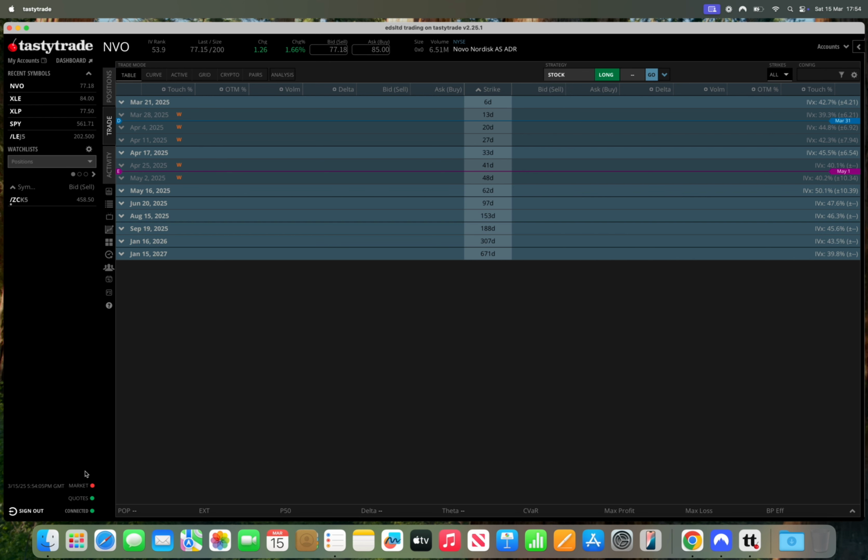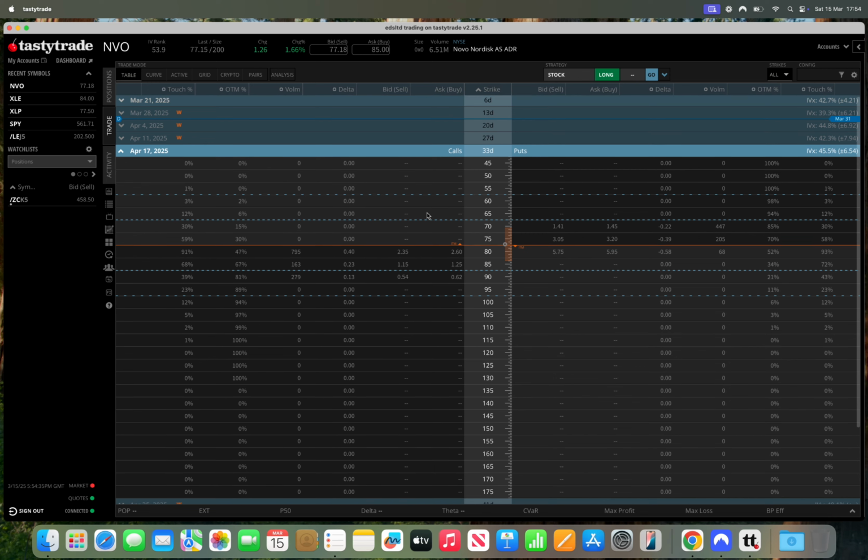It is a Saturday, so the market is closed, so we're just going to mock up an example position, and now we are presented with the option expiration dates here. We want to pick an expiration date that's between 30 and 60 days out in time. We also want it to be a monthly expiration date, not a weekly or quarterly. So there's only one that fits our criteria right now, and that is April 17th, 33 days out in time. So we're going to open that up, and now we can see the options chain.